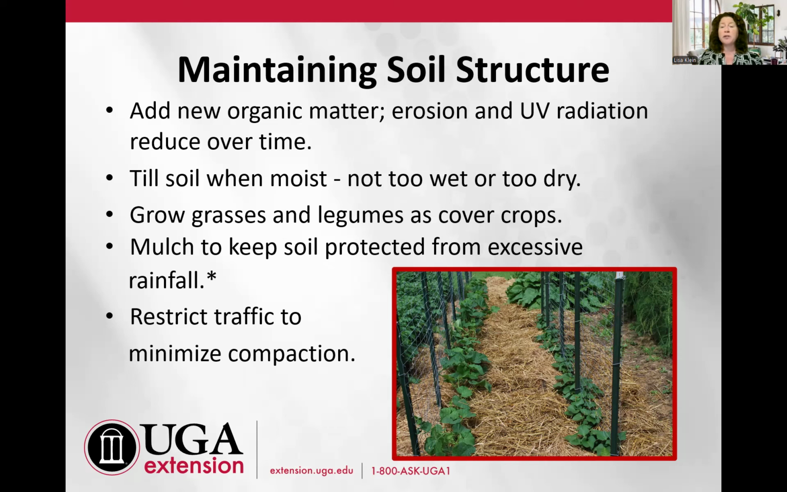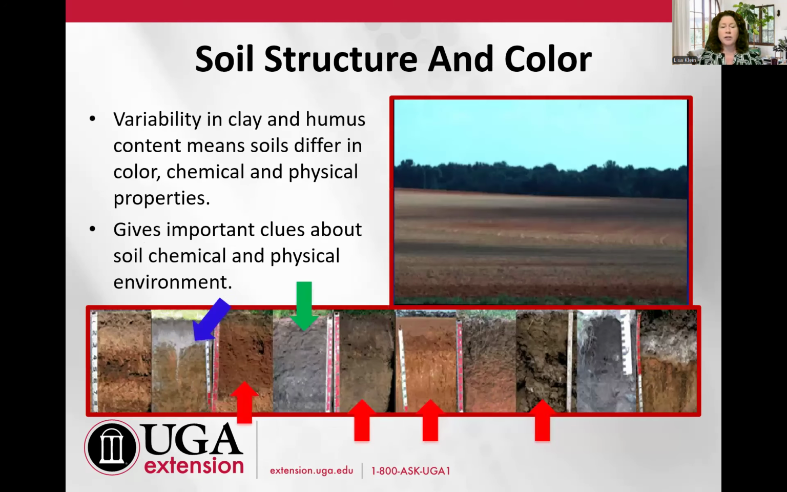Mulch, keep that soil protected from the UV radiation and from excessive rainfall so you don't have to worry about runoff. And restrict traffic so that you don't have compaction. So if you can have a dedicated walkway, then all the better. Minimize it down to just one area where you can walk through, and so you're not causing compaction issues anywhere else.